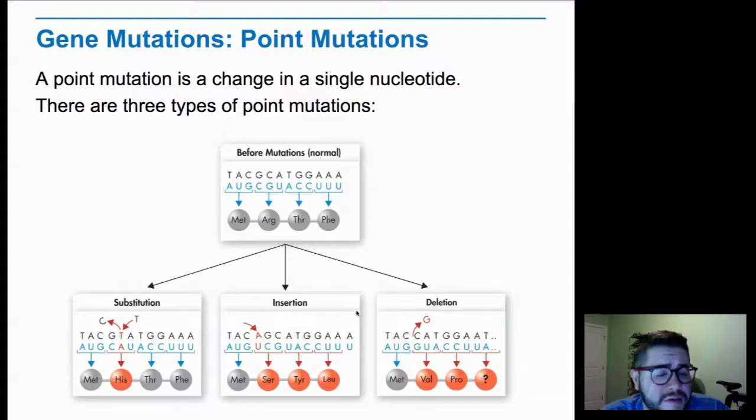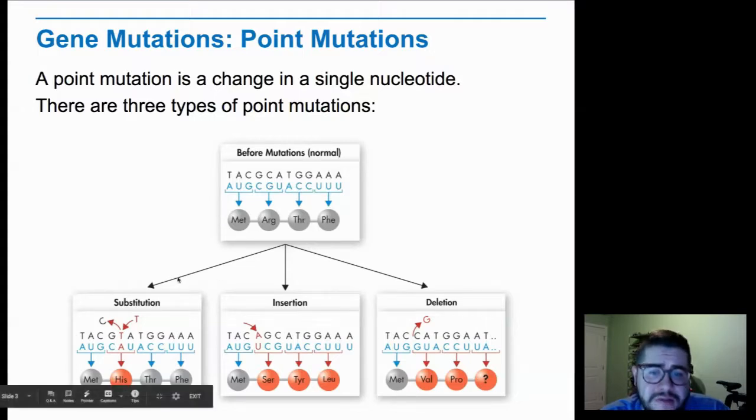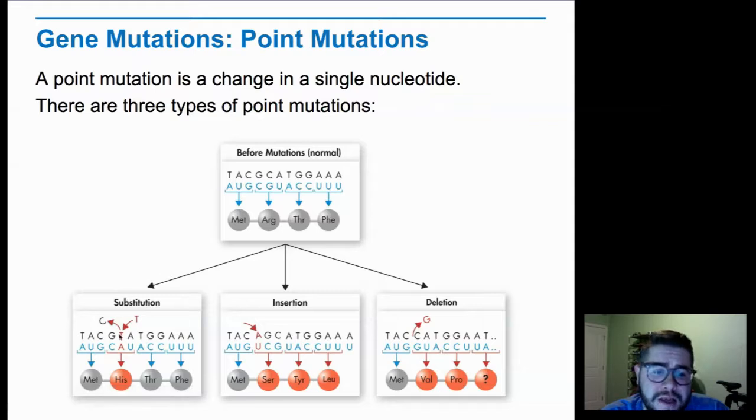And that can take three different forms. We can see the three different forms here. A substitution mutation is a type of point mutation that just substitutes one nucleotide for a different one here. So it's exchanging one base. There's supposed to be a C here, and it changed to a T.